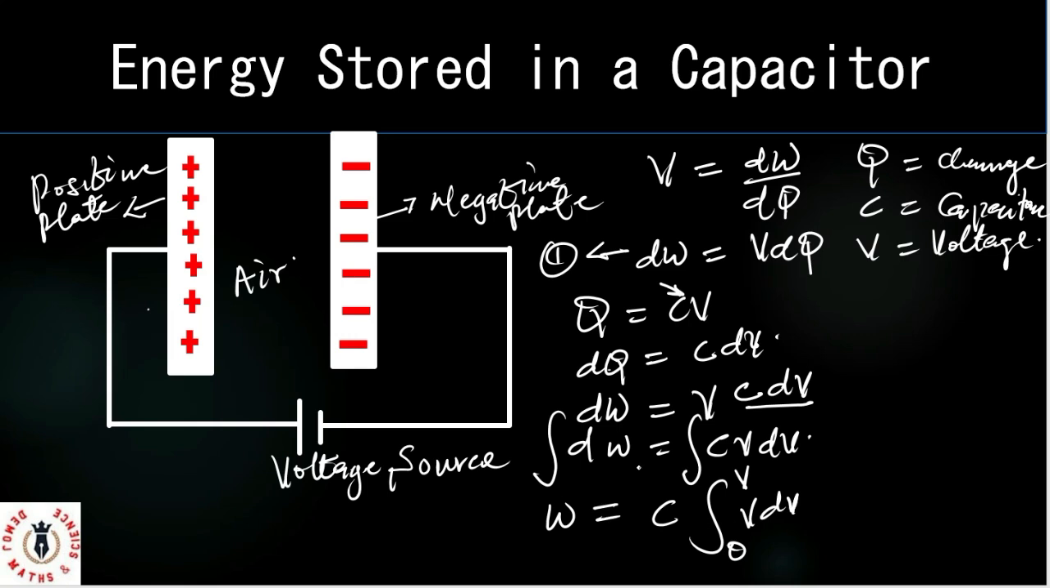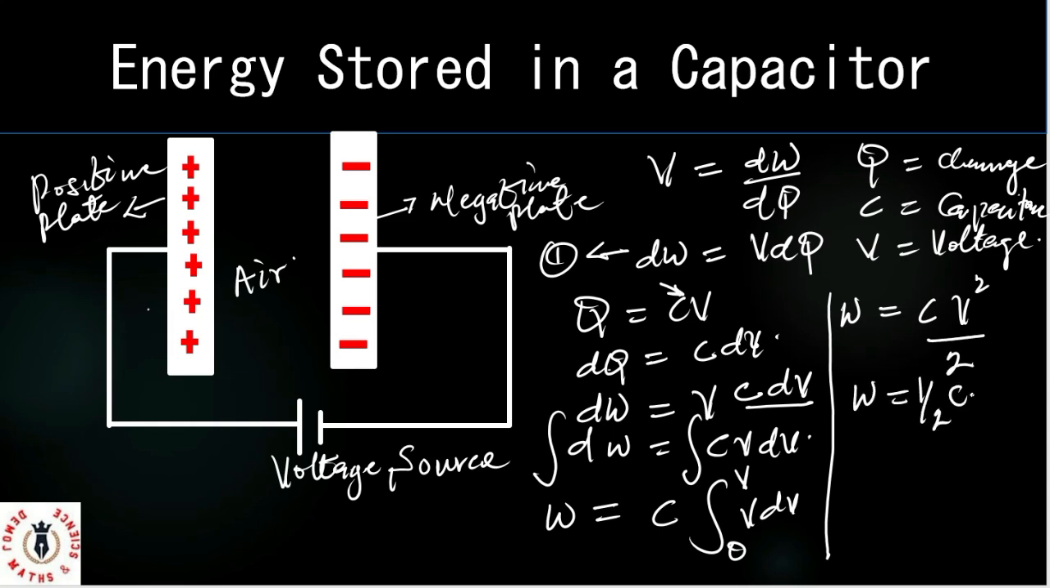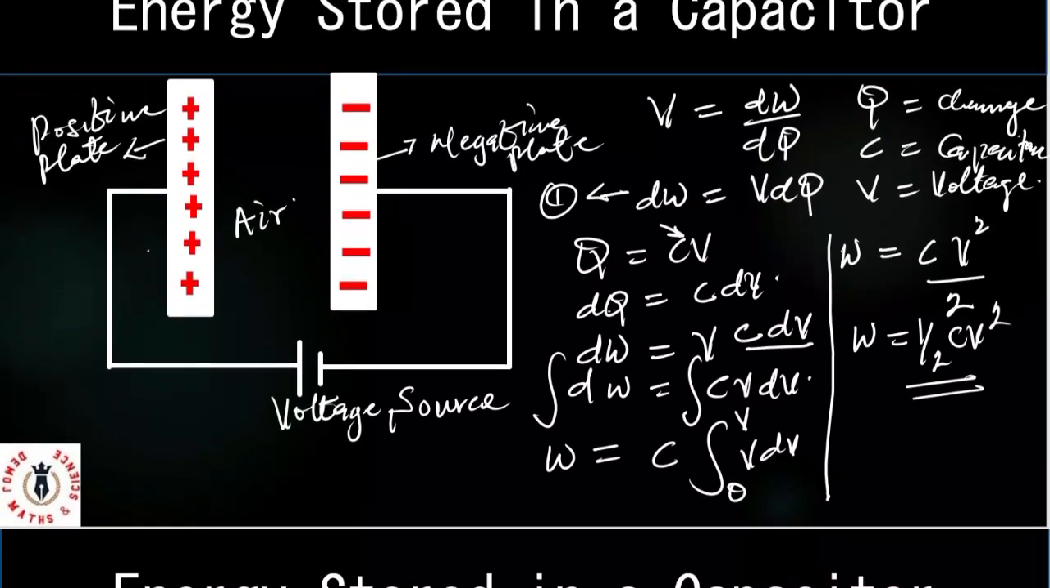From basic integration, my W will be the same thing as C V squared over 2. I can easily write W to be half C V squared. And that is how we come out with the formula for energy, or what we call work done, across a capacitor. Now, let's take a worked example.